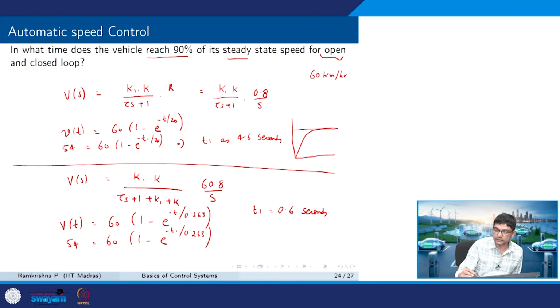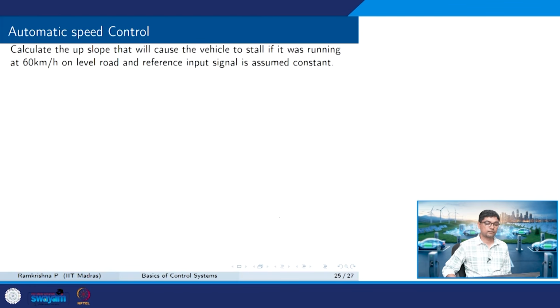Okay, this is a big difference, right? In the open loop, it takes 46 seconds to go to 90% of the speed. In the closed loop, it's much faster. It just takes 0.6 seconds.